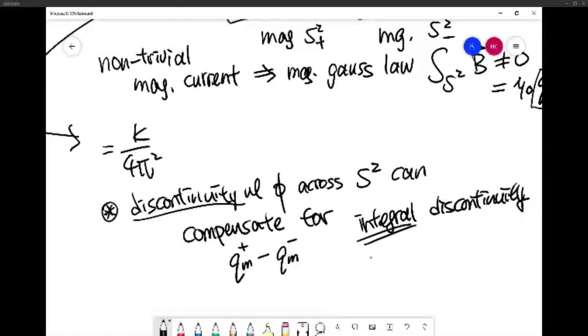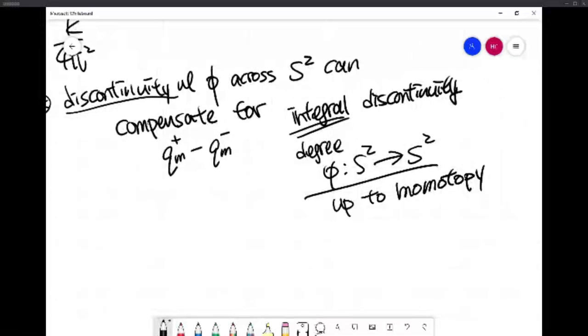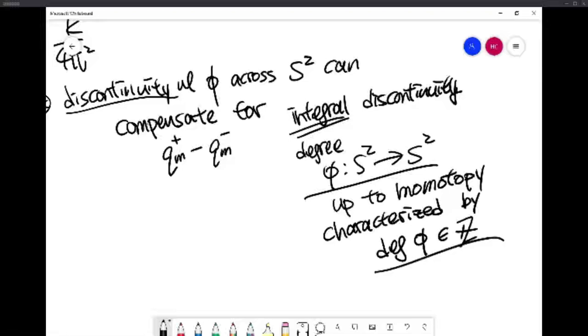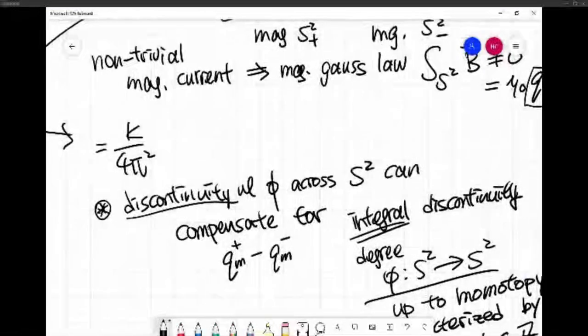So this integral is actually given by the degree of phi from S2 to S2, such maps up to a multiple. Right now, you guys don't need to understand what I'm saying. But the key point is that it's characterized by the degree of phi, and this is an integer. As long as the discontinuity in your gauge field is integral, then I can compensate for any integral multiples of my magnetic charge that I see on different patches of S2.